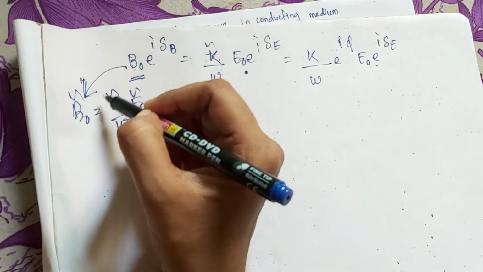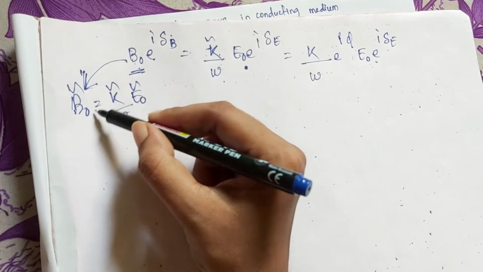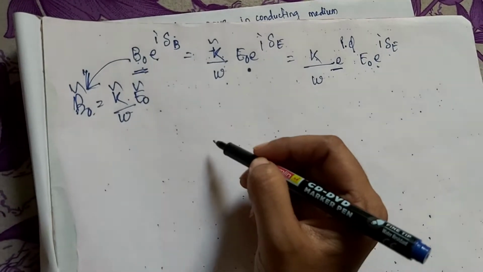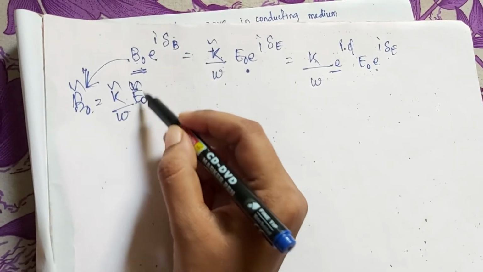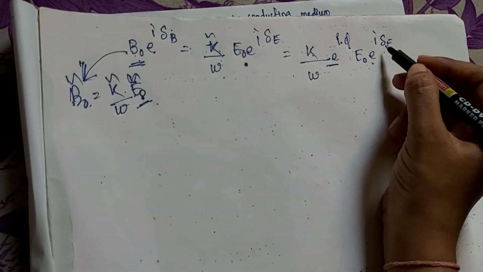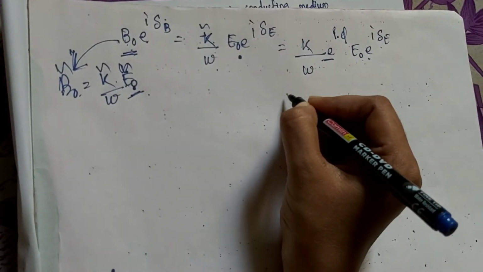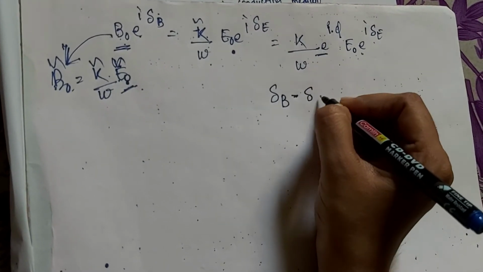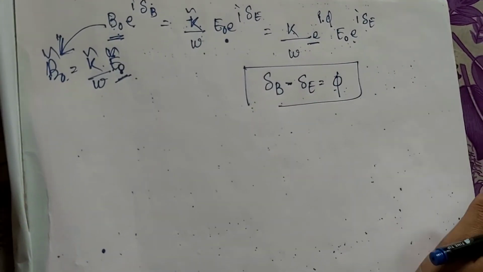Okay, so B naught bar is in terms of phase. The amplitude can be written as B naught bar equal to B naught e to the power i delta B. And k bar can be written as k e to the power i phi in terms of complex exponential, and the complex form of the amplitude of the electric field can also be written as E naught e to the power i delta E. Okay, so from this I can write delta B minus delta E is equal to phi, where phi is the phase difference.